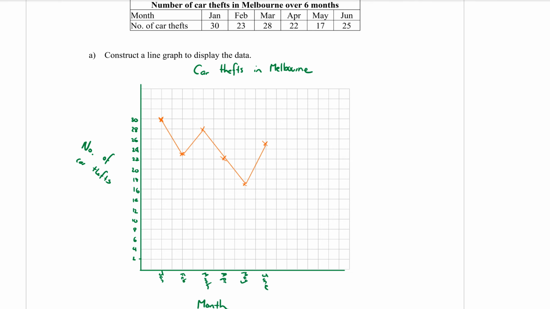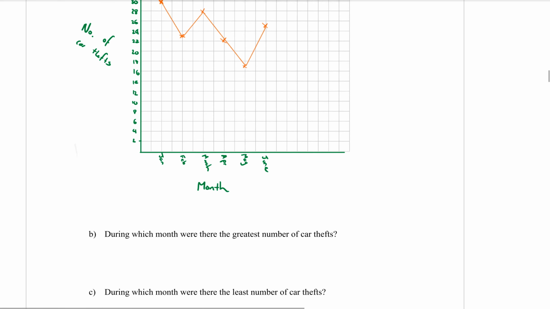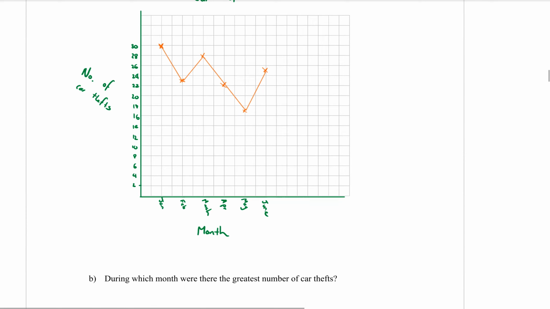Okay, so there it is. Graph is done. Okay, there's a couple of extra questions down the bottom. For B, during which month were there the greatest number of car thefts? Which month had the most car thefts, that means?